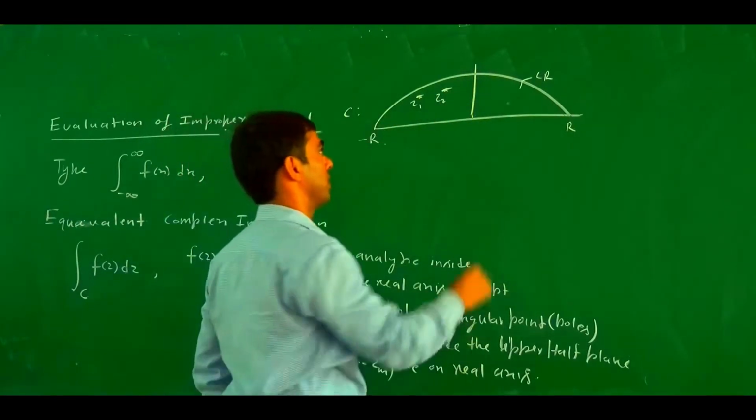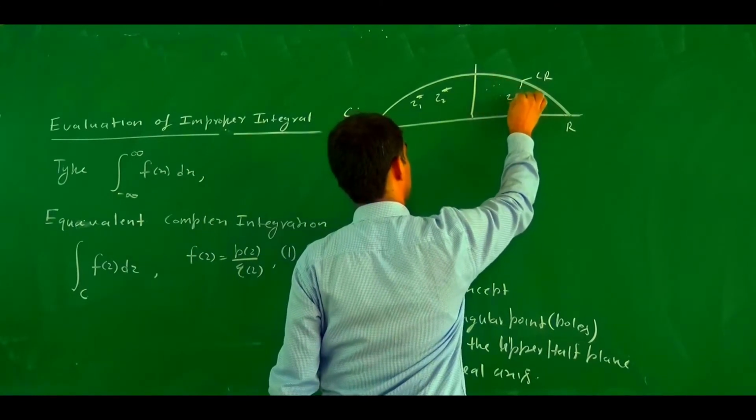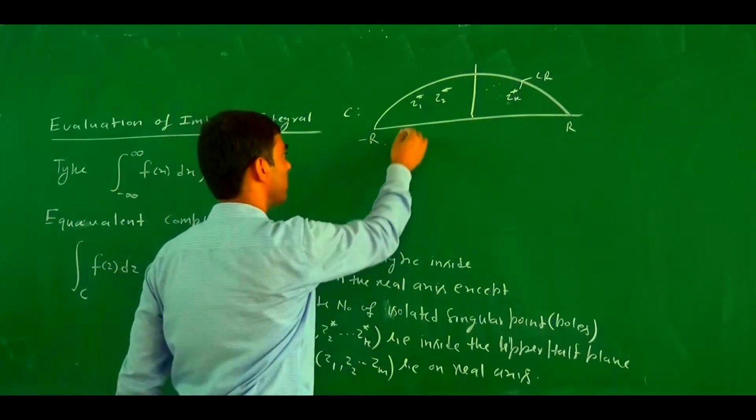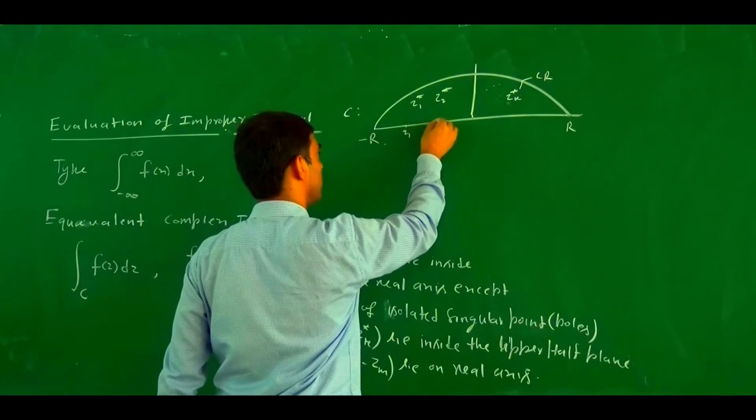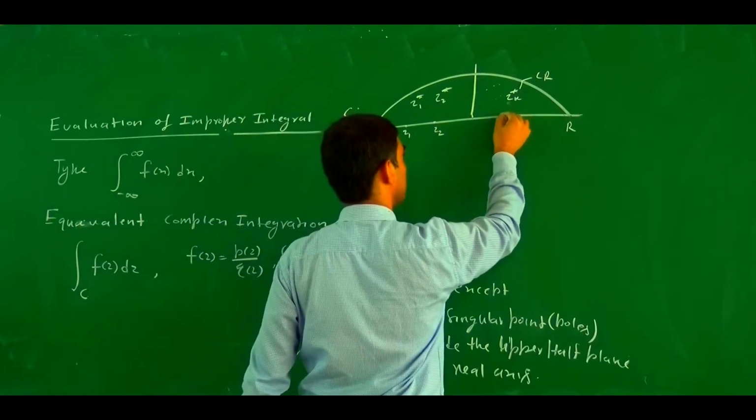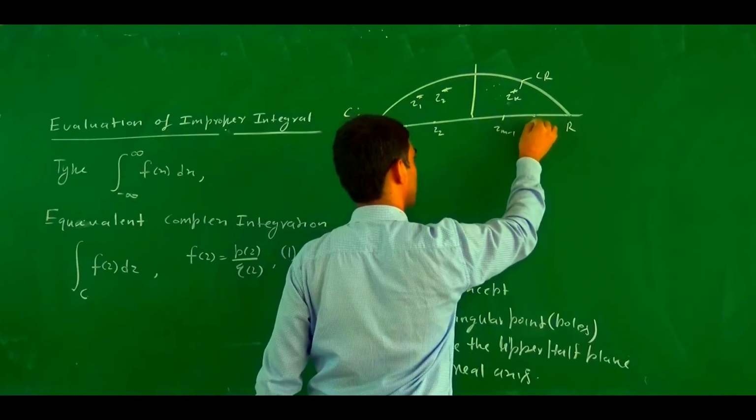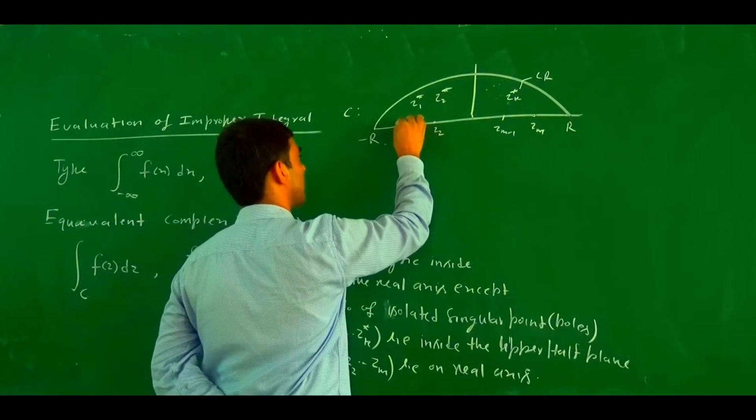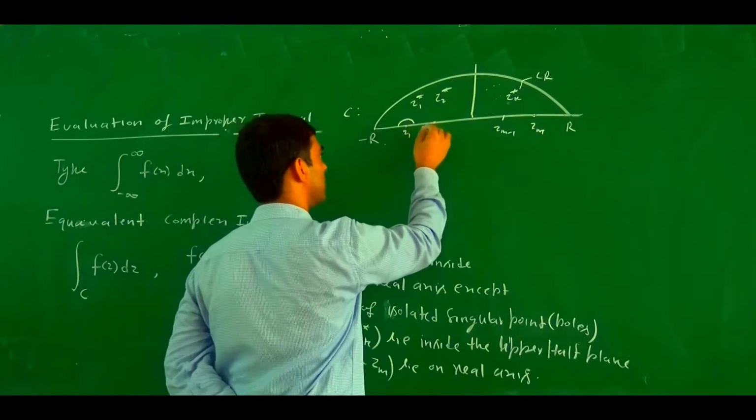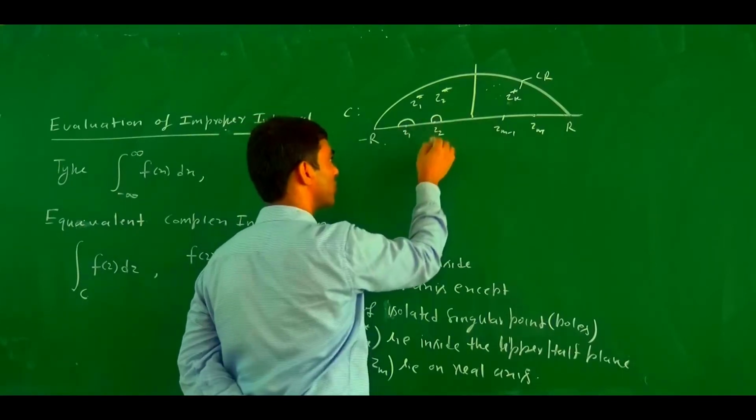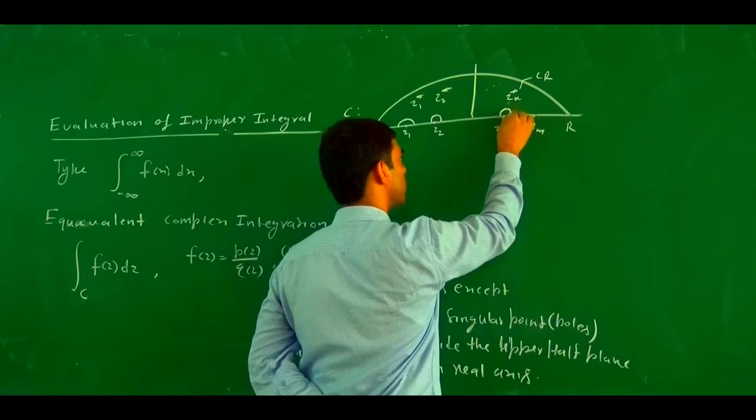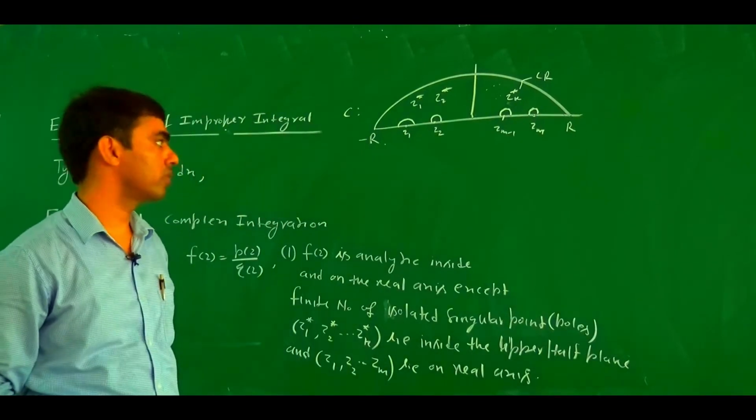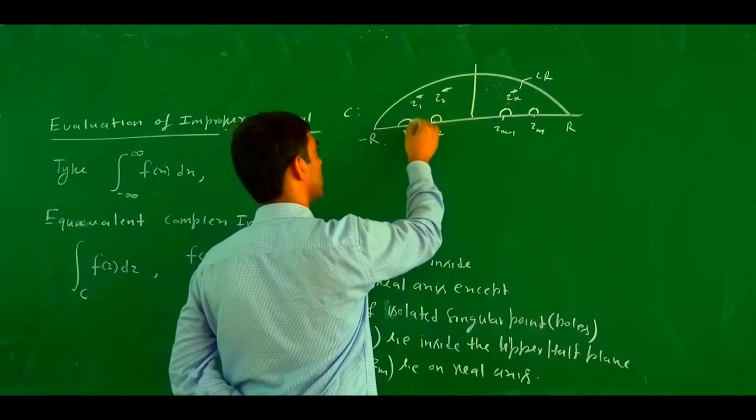lie inside the upper half plane, up to zk star, and these singular points z1, z2, zm lie on the real axis: this one is z1, this is z2, similarly zm minus 1, and this is zm. Here we draw a very small circle which excludes z1, a small circle which excludes z2, one which excludes zm minus 1, and one which excludes zm.